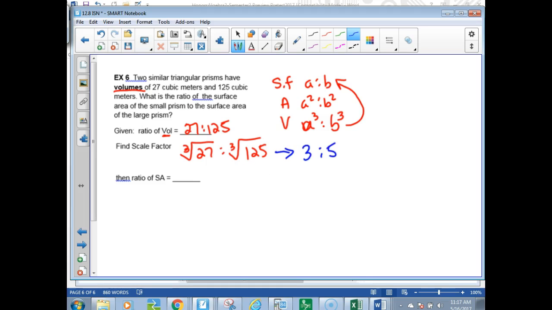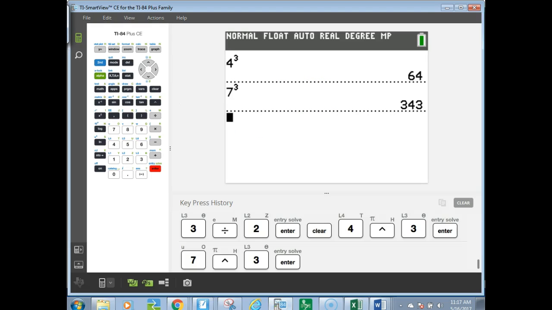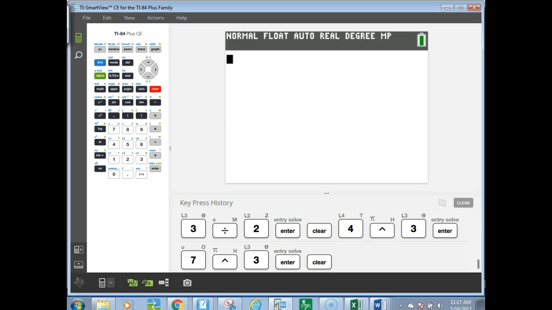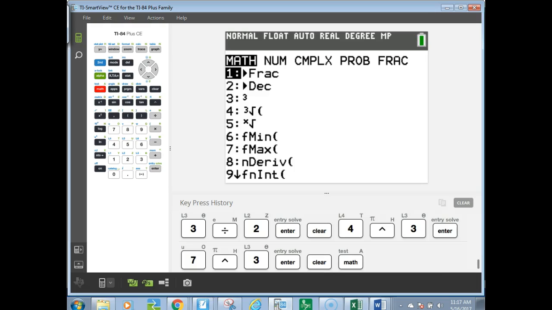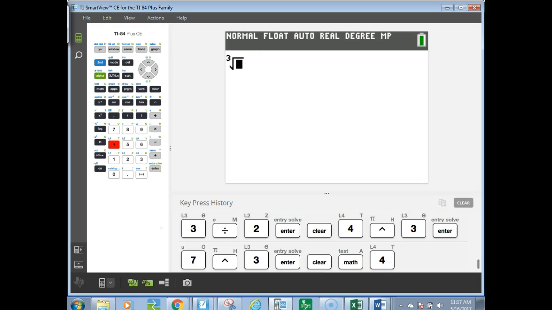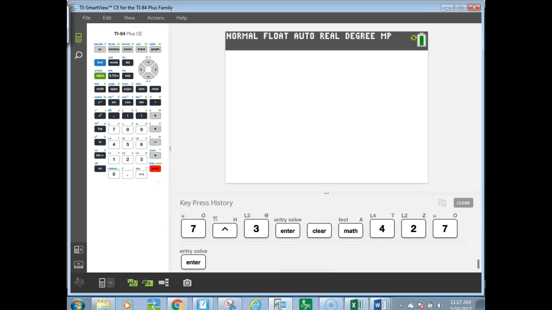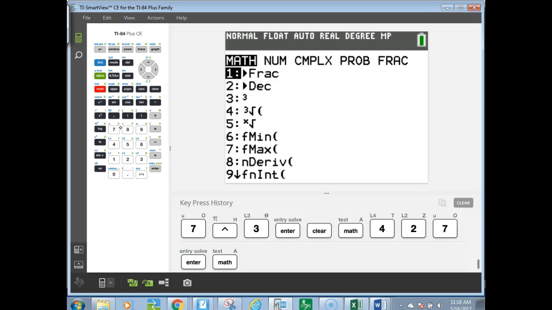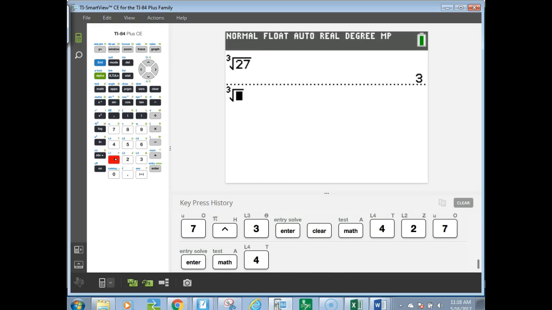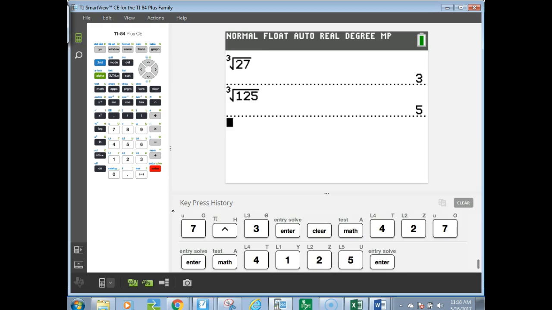Now, I'll show you how to do it on the calculator. If you want to do a cube root, you press your math button. Under the math button, you see cubing is choice 3 and uncubing is choice 4. So you hit 4. And then you put in 27. I got 3. Hit math, choice 4, put in 125. Enter. You get 5. Okay? 3 to 5.